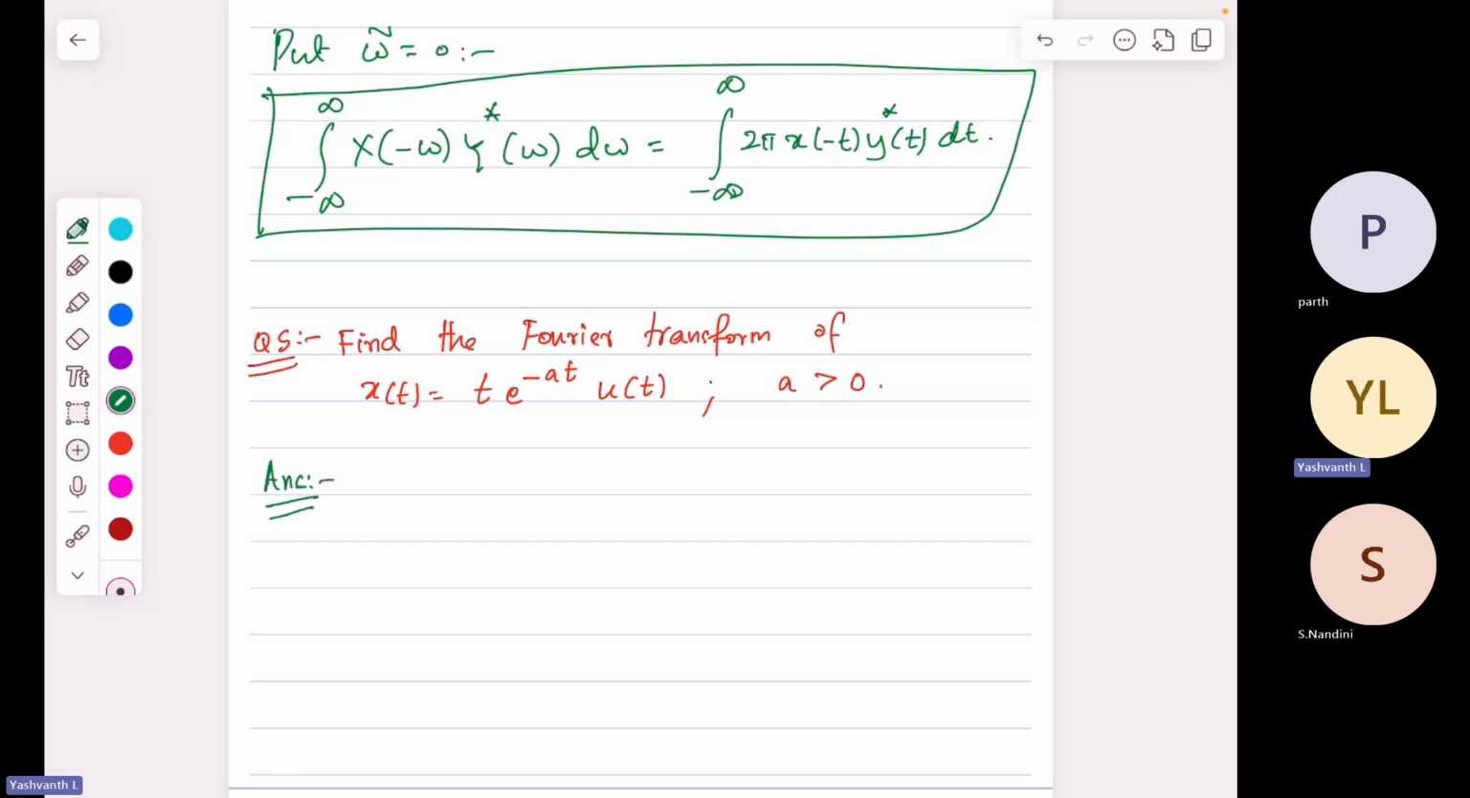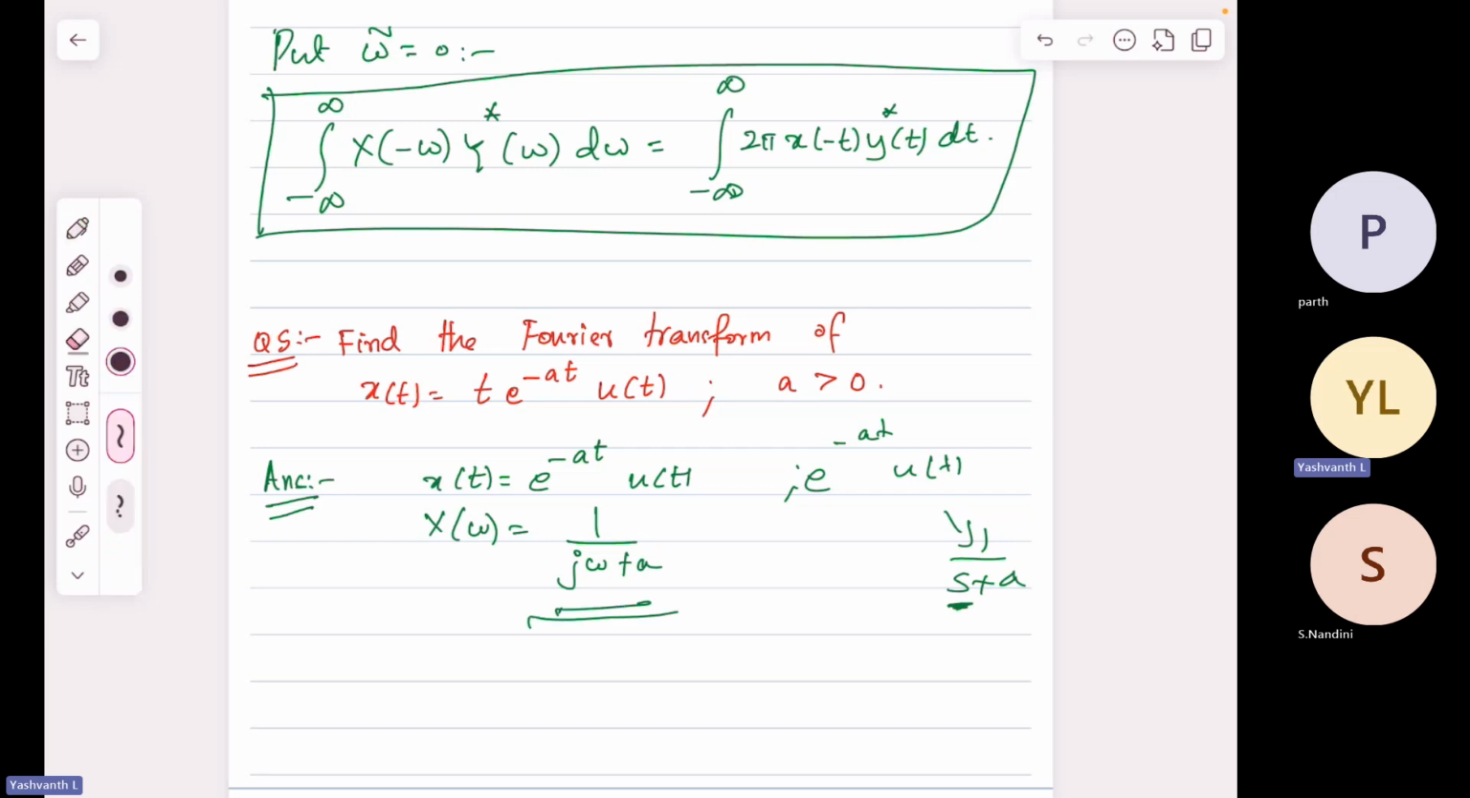So what we know is that if x of t is equal to e power minus at u of t, then X of omega is equal to 1 by j omega plus a. You remember the Laplace transform: e power minus at u of t has the Laplace transform 1 by s plus a. And I think last class we saw that if you put s equal to j omega, you get the Fourier transform. So that is one way to see why this is true. Is this clear? X of omega is equal to 1 by j omega plus a.